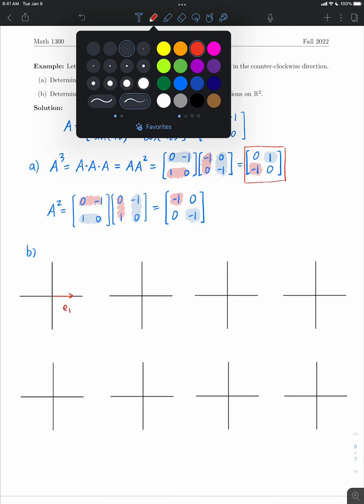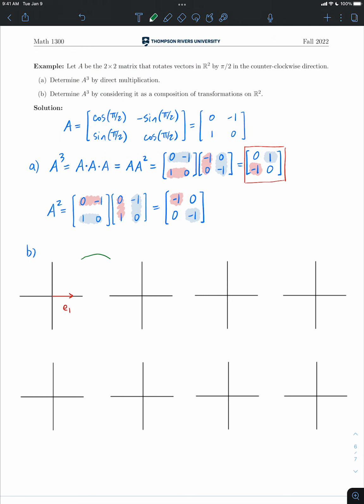So here's what we're going to do. We're going to apply A, then we're going to apply A again, and here's where the cube part comes in. We're going to apply A as a linear transformation 3 times, and we're going to see what it does in the end to the standard basis vector E1. So what is it going to do in the first case? Well, if it rotates it counterclockwise by pi over 2, you're going to get this.